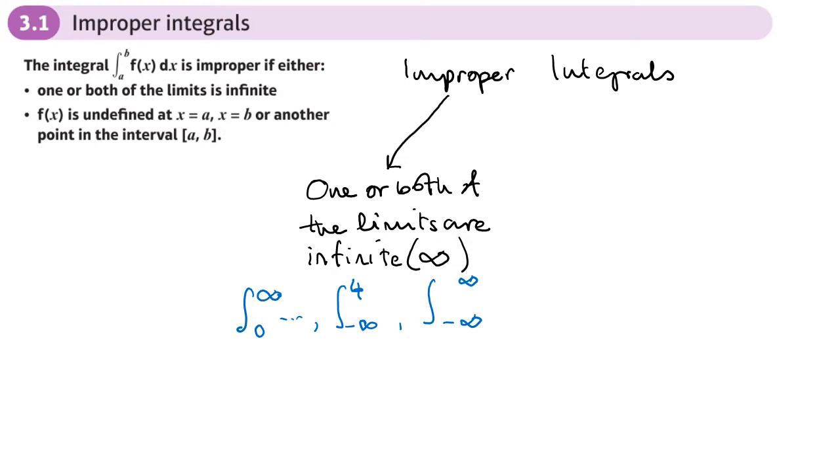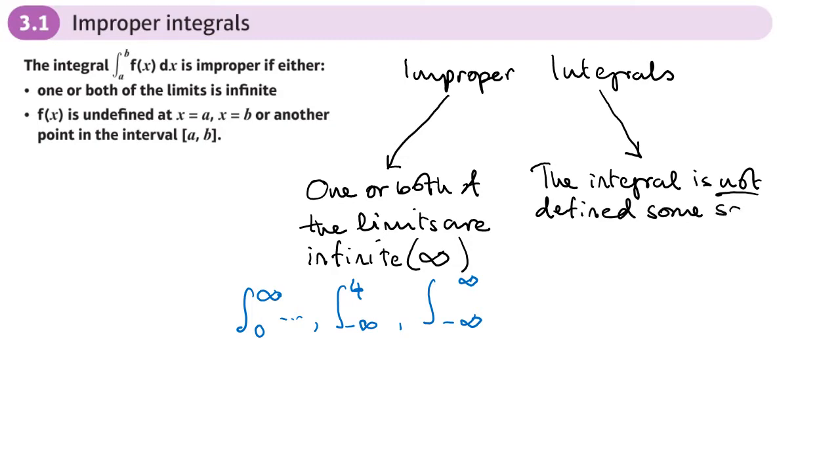Another type of improper integral is where the integral is not defined at some point. Okay, so the integral is not defined for some value or values. Yes, it could be a single value that it's not defined for, or it could be more than one value that it's not defined for.